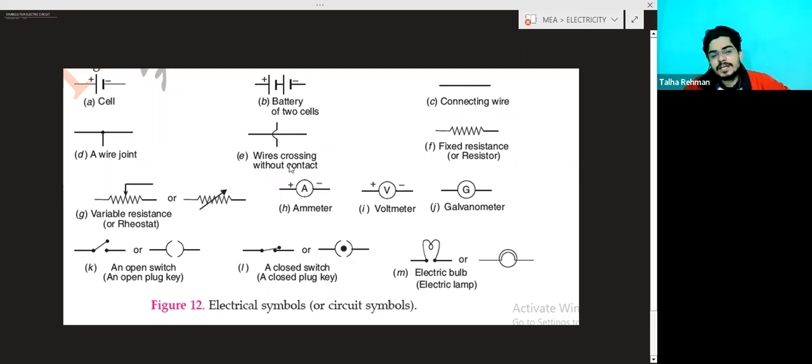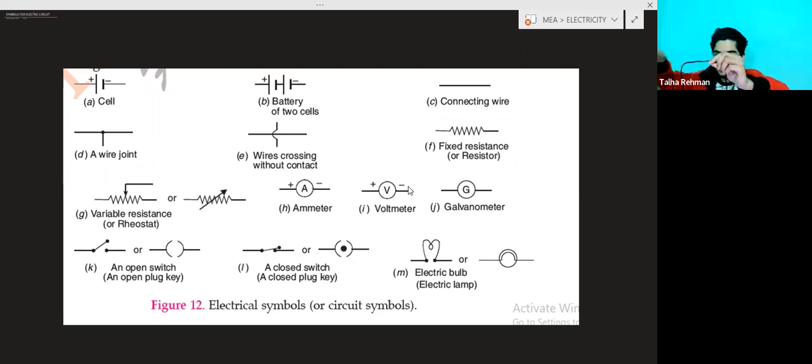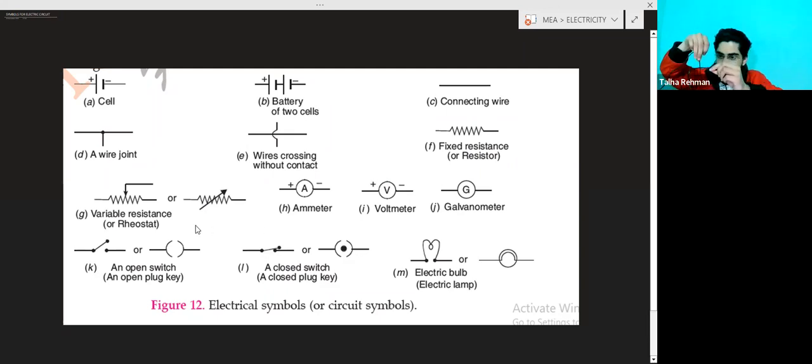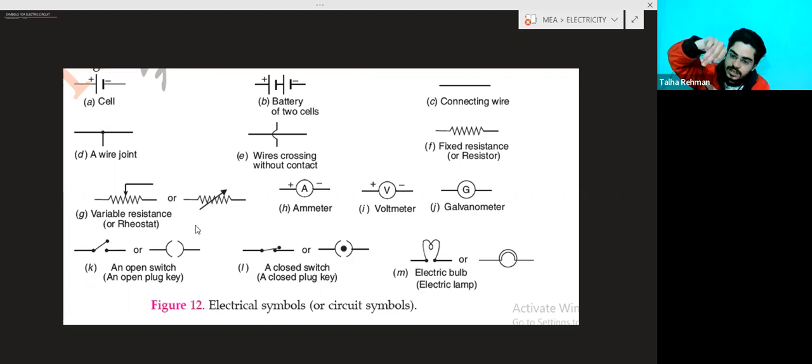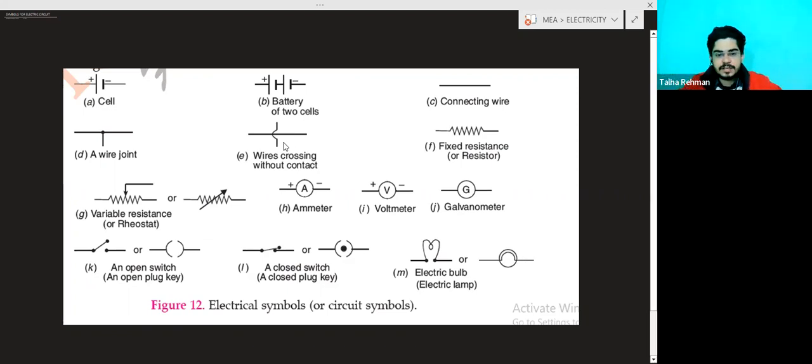And this is a wire crossing without contact. What is the meaning of this? Suppose I have this wire and this another wire, and these two wires are not in contact, they are just crossing each other, so that symbol is here. This is the symbol of the resistance. You can see this is a zigzag path. Basically, resistance is the hindrance in the path of the current, so that is why the symbol is denoted like this. The more the resistance of the wire, the less the current. We will see.